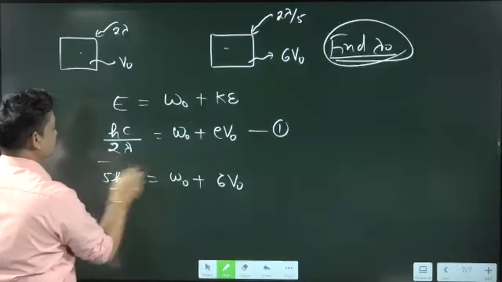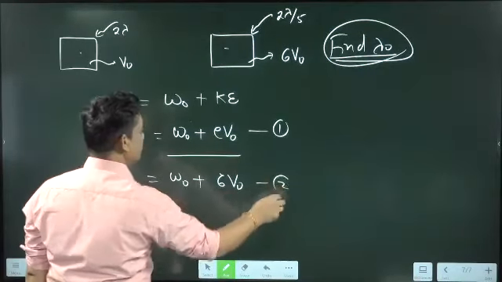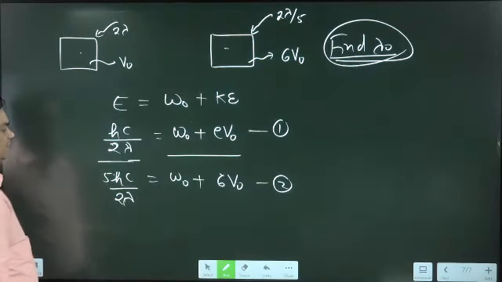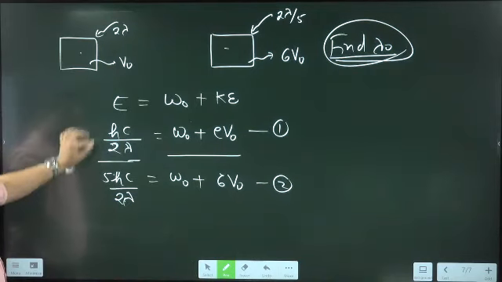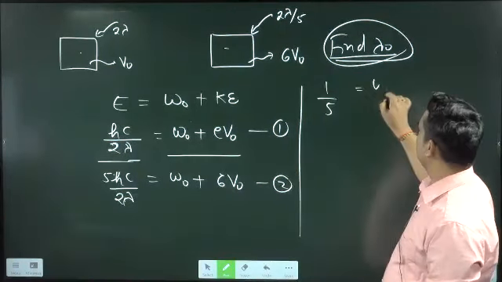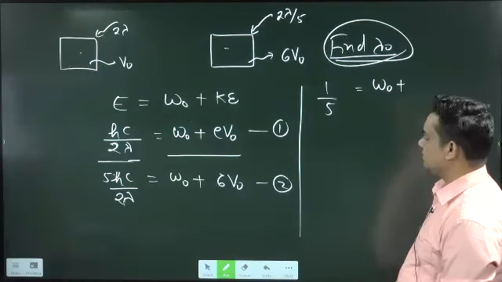So if you divide equation number 1 and 2, Hc by 2 lambda will be cancelled. So here we are getting 1 by 5 equal to W naught plus EV naught, over W naught plus 6 EV naught.